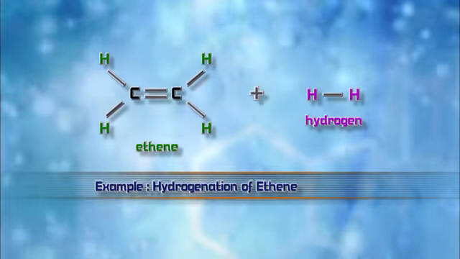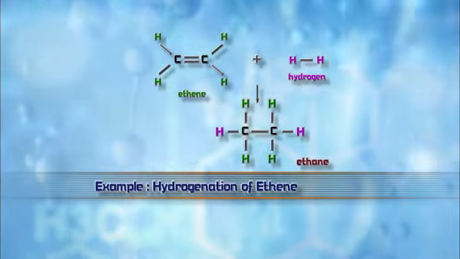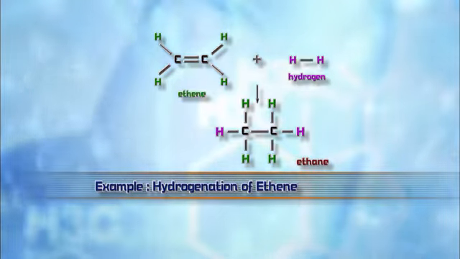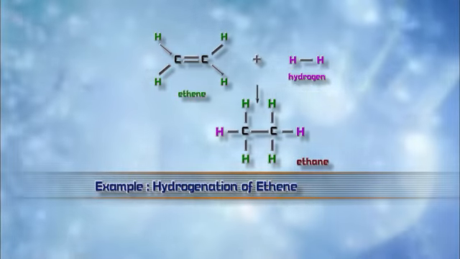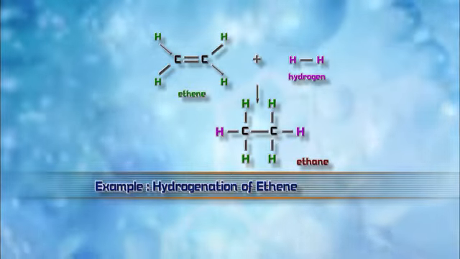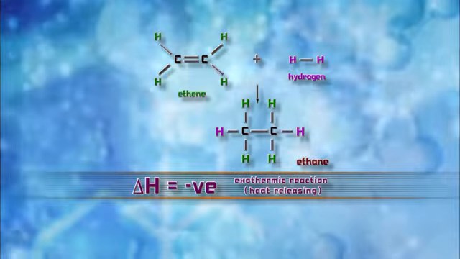An example here is the addition of hydrogen to the double bond of ethene to form ethane, in which one H-H bond of the hydrogen molecule and the pi component of the ethene's double bond are broken. Two C-H bonds of an alkane are formed. The overall reaction is exothermic.